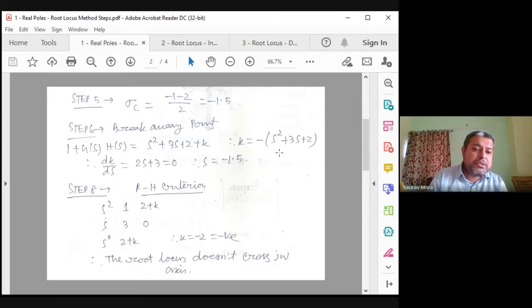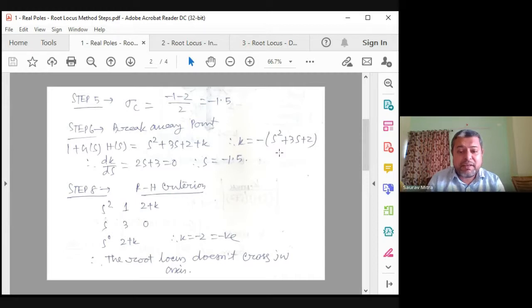And now finally, step number 7 we are not doing, because step number 7 is done only when the roots are imaginary. But in this case, you are finding that poles are all real, and there is no zero. So if there is any pole or zero which is imaginary, that means in the minus a plus jb form, then something else we have to find out. What is that thing called? It is called the angle of arrival or angle of departure. So you can write down step 7 as: all the poles and zeros, there is no zero. That means all the poles are real poles, that is minus 2 and minus 1. Hence, there is no angle of arrival and no angle of departure.